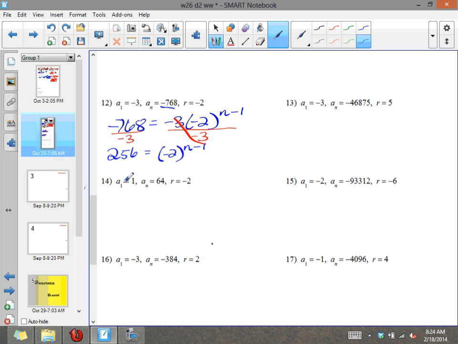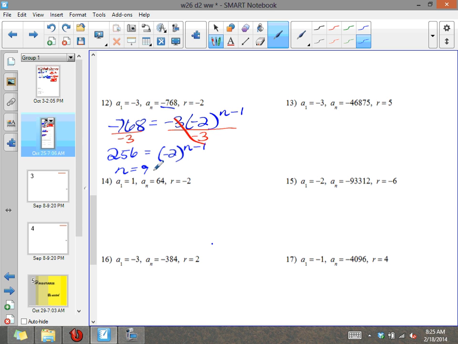N is 9. Explain that. Because it's n minus 1. So 9 minus 1: if we got 8 for 256, we subtracted 9 minus 1 and got 8. It's just like the number of terms.